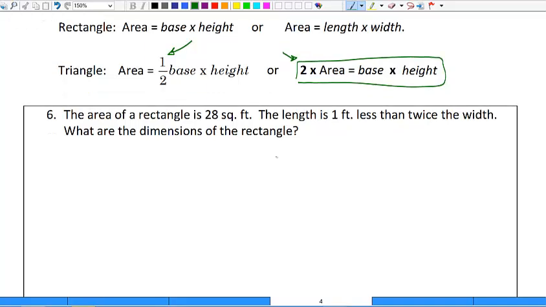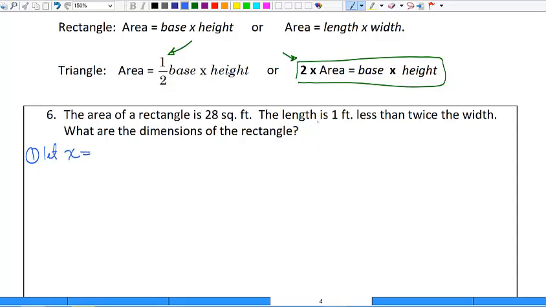So the first problem is the area of a rectangle is 28 square feet. The length is 1 foot less than twice the width. What are the dimensions of the rectangle? Okay, so step 1 tells you to define your variables. So I'm going to let x be equal to something.